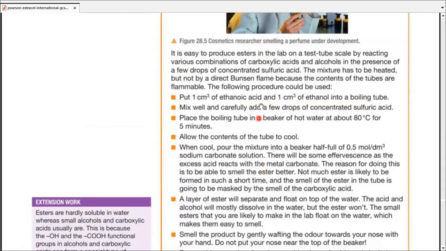Now, it's actually pretty easy to produce esters in a lab, on a test tube scale, by reacting various combinations of carboxylic acids and alcohols in the presence of a few drops of concentrated sulfuric acid and a little bit of heat.